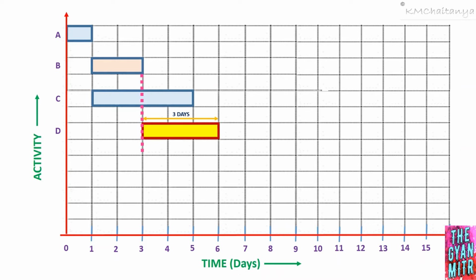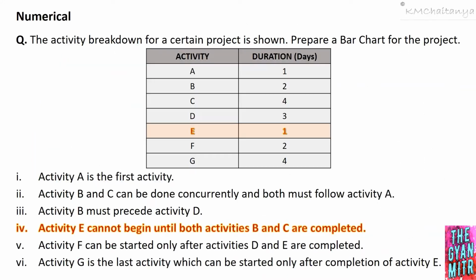Now let's move on to the next relation. Activity E cannot begin until both activities B and C are completed, and the duration of activity E from the table, it is 1 day. Now let's see how to draw this activity E.